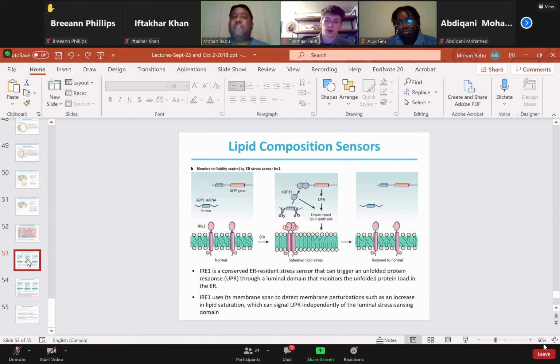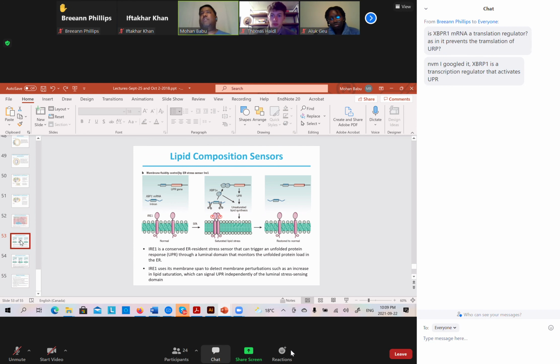In order for the membrane fluidity to be controlled, and so that there's proper ER homeostasis, the IRE1's job is to sense where the perturbations are happening. It's kind of like a protector of any disturbances. It wants to make sure the homeostasis is maintained.